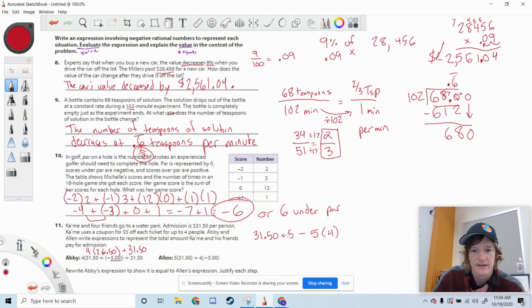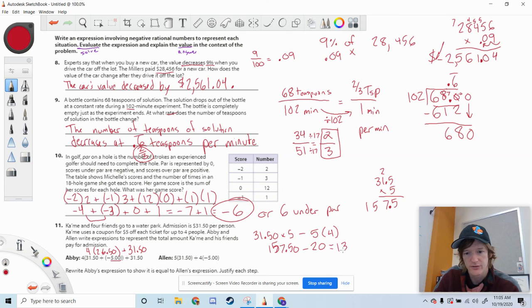So here we've got 31.5 times 5. 5 times 5 is 25. 5 times 1 is 5, 6, 7, and that'll be 15. Move our decimal over 1 time. So this is $157.50 minus 20 makes $137.50. So that's what Alan says he's going to have to pay.